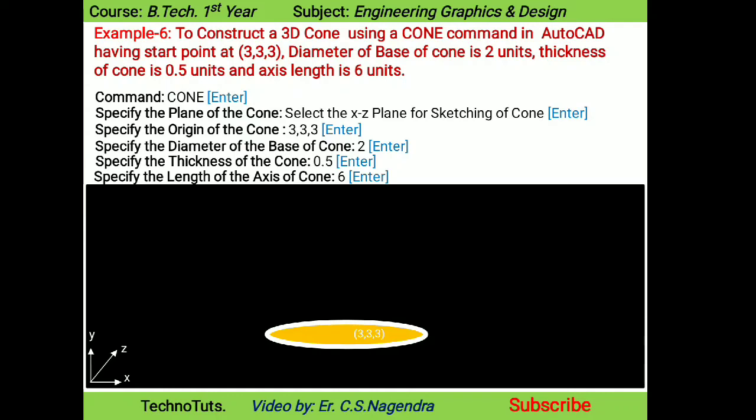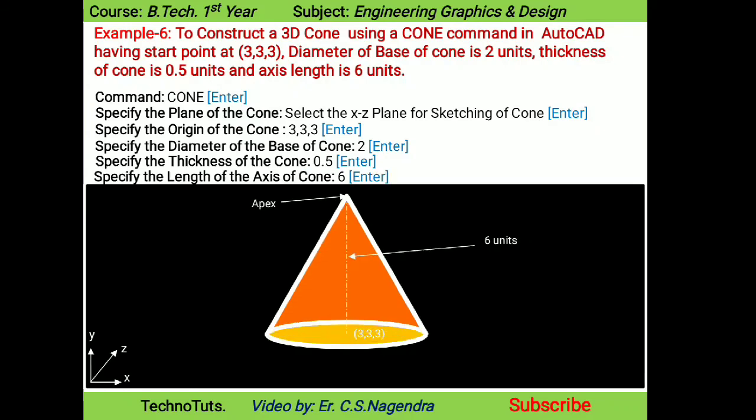Now the computer will ask you to specify the length of the axis of the cone. Axis is also given, 6 units. So type the value of the axis, that is 6, and press enter key. You will see a cone gets constructed on your 3D screen having thickness 0.5 units, length of axis 6 units and diameter of the base 2 units. Okay students, got it? Okay, let us move to another problem.